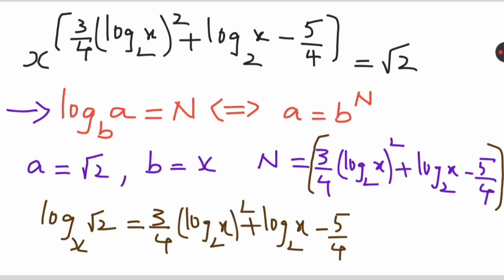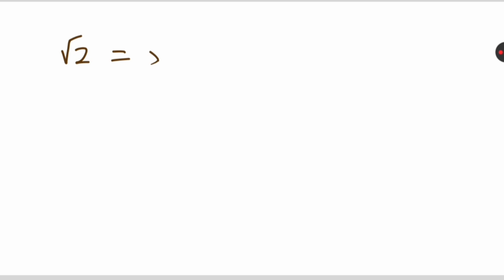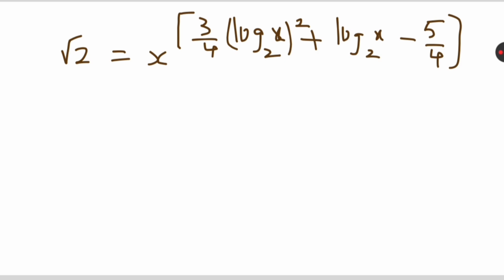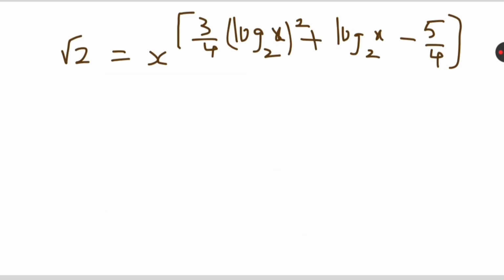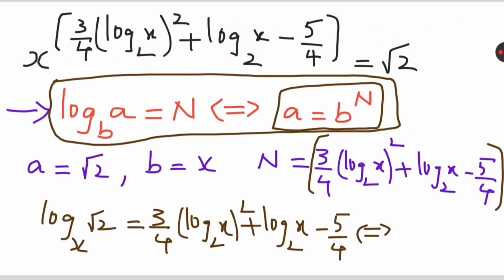So if we have a logarithm expression like this, we can write it as an exponential expression, which is a equal to b raised to the power of n. Here our a is root 2, that is equal to b raised to the power of n. We assume b as x, so x raised to the power of n. n is 3/4 (log x with base 2) squared and this whole term. Do you observe this is our original expression, isn't it? So using this logarithm property, root 2 equal to x raised to the power of this whole term, we can write in terms of a log, which is log root 2 with base x, equal to 3/4 and this whole expression.